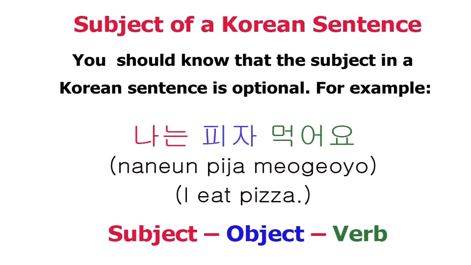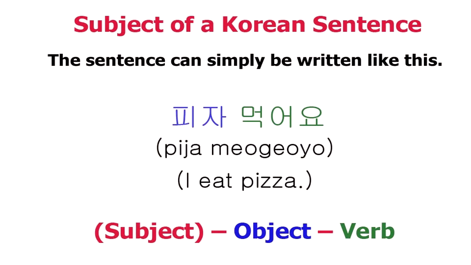When making Korean sentences, you should remember that using the subject is optional. Through context, it will be understood who or what is being talked about. For example, in the sentence below, 나는 피자 먹어요, this can also be written as 피자 먹어요. Here we remove the subject I, but in Korean it will still be understood that we are referring to ourselves.